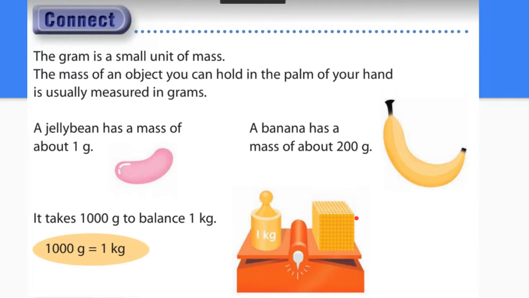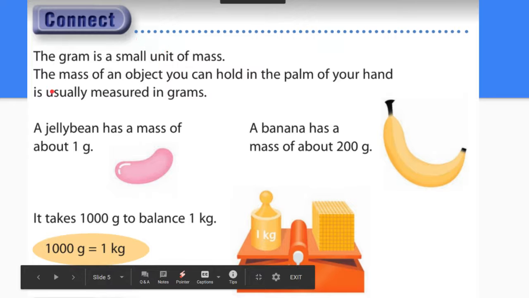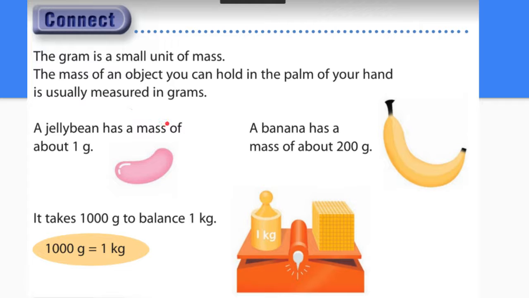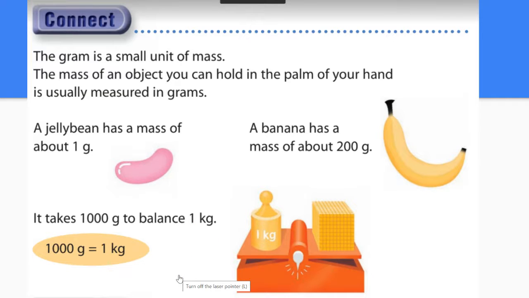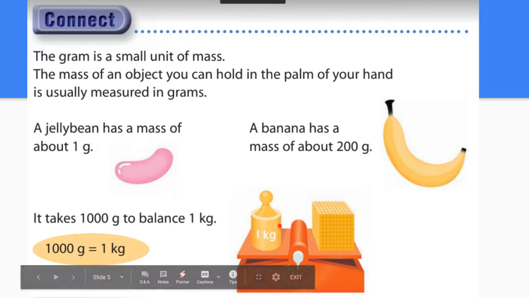All right, the gram is a small unit of mass. The mass of an object you can hold in the palm of your hand is usually measured in grams. A jelly bean has a mass of about 1 gram. A banana has a mass of about 200 grams. It takes 1,000 grams to balance 1 kilogram. So if we had a scale, and if we were in a class, we would actually be doing this, but 1,000 grams, so 1,000 Unifix cubes, is the same as 1 kilogram.